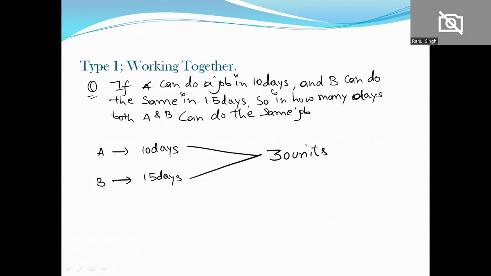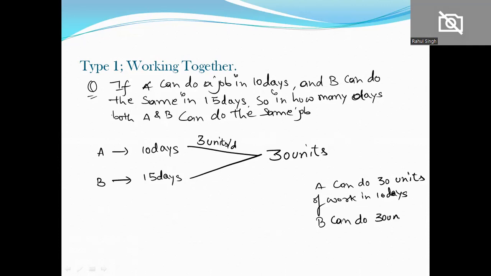So A can do 30 units of work in 10 days. So he must be doing 3 units of work in a day. How much will he do in one day? 3 units of work in a day. At the same time, B can do 30 units of work in 15 days.